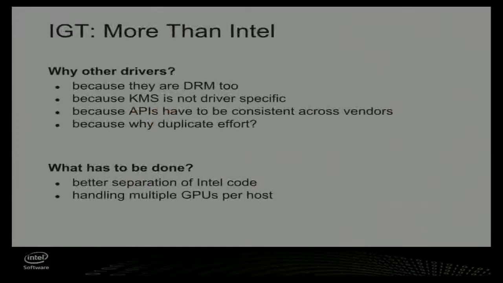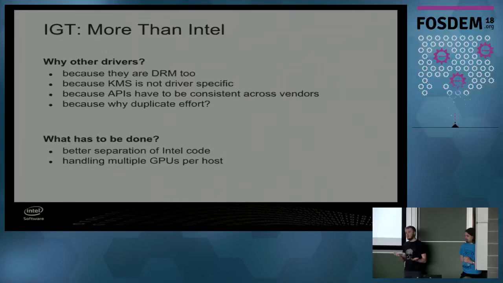So let's talk about why IGTs are more than Intel. Because we are not only a DRM driver, we can share huge parts of the code base for the testing and the testing infrastructure as well. Because KMS is not driver specific, as I mentioned before, so all the DRM drivers follow the KMS, and we can test that together. Because the API has to be consistent. So if something passes on one driver and does not pass on the other, that behavior should be consistent across all of them. So VC4, Intel, AMD. So that's good to test using one suite. And why should we duplicate effort?